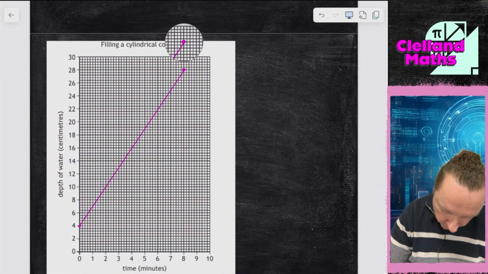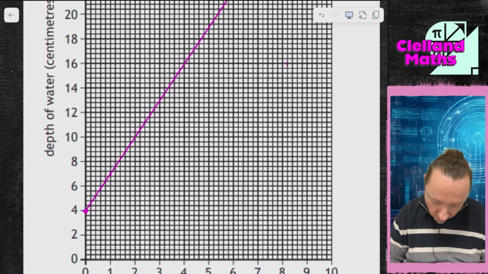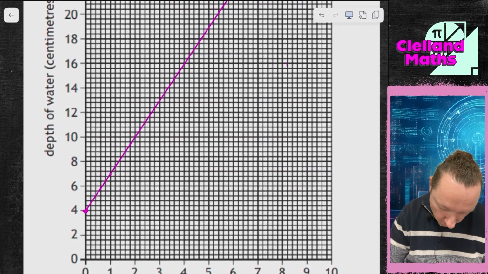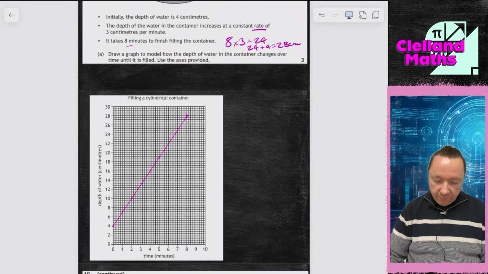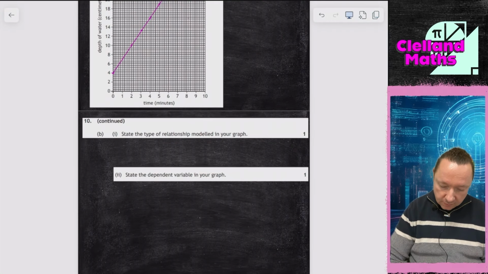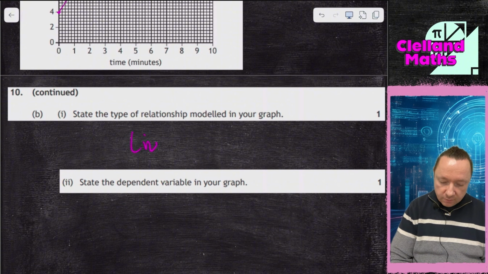So that lines up, and then just join up the dot from the start to the end, and you've modelled your relationship. You could check that you've done it right by checking your points. It goes along 1, and every time it goes along 1, it goes up 3. So there we are. Get the idea. On an iPad, it's difficult to get that exact. State the type of relationship modelled in your graph. Well, it's a linear relationship because you've got a straight line.